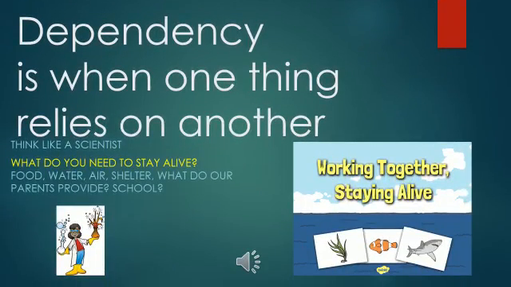Okay, dependency. Dependency is when one thing relies on another. So in our habitat, there are often cases where one animal will rely on another animal. Sometimes it might be for food. Sometimes it might be for other reasons. Think like a scientist. What do you need to stay alive? We need food, water, air, shelter, and perhaps we also need to learn different things so that when we're older, we can actually get a job, be able to count in a supermarket, all these different things that we need to survive in our habitat.